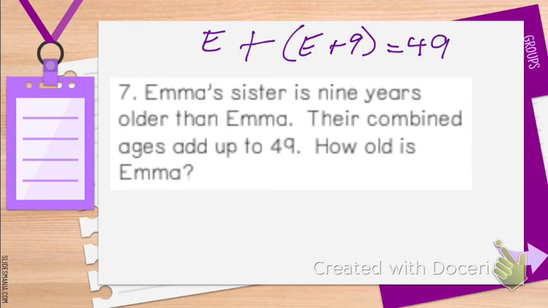Now, we could combine those like terms, and we could say 2e plus 9 equals 49. Does that make sense? So what could we do there? How could I figure that out? I want you to solve it and see if you got it right.